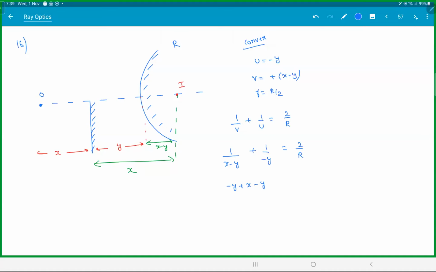Then, something else, I goofed up, right? ये U minus में नहीं है, X plus Y है. You should take distances from here, na? Minus of X plus Y. Minus X minus Y plus X minus Y by minus of X square minus Y square. It's 2 by R. X cancel हो जाएगा. 2y तो RY is equal to X square minus Y square. Check if this condition is satisfied.